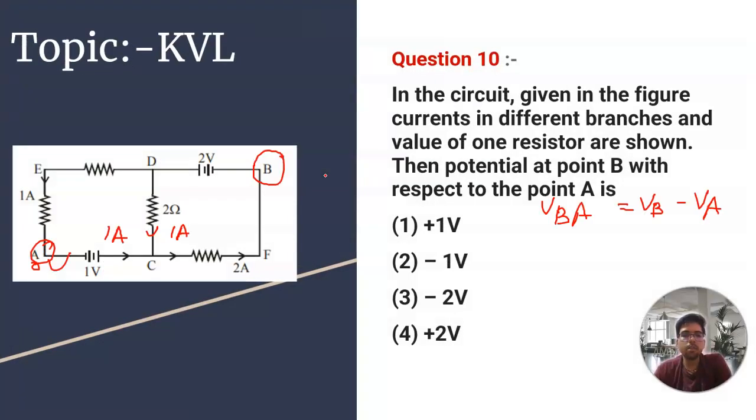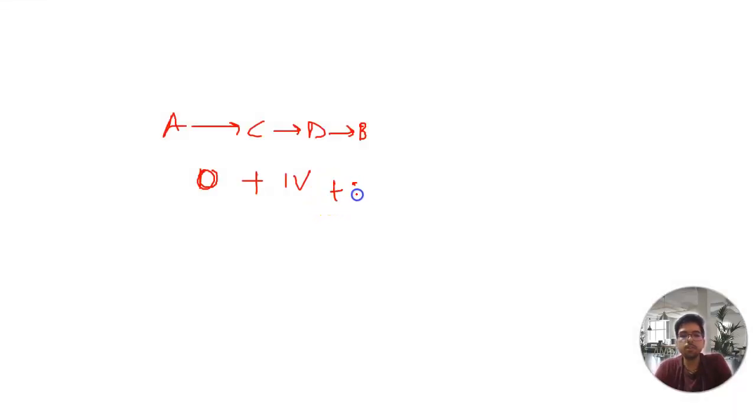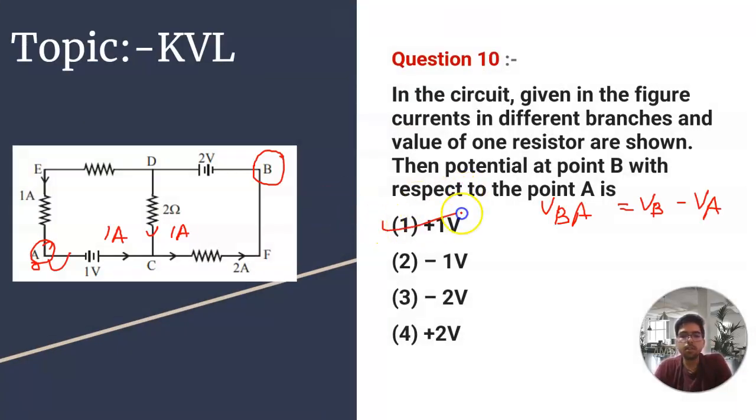C to D, how much voltage gain? 2 into 1 plus 2. From D to B, again losing 2. Then this much is left. Then how much is left at B? Simply 1 volt. 1 volt is the answer. Clear? Moving to the next question.